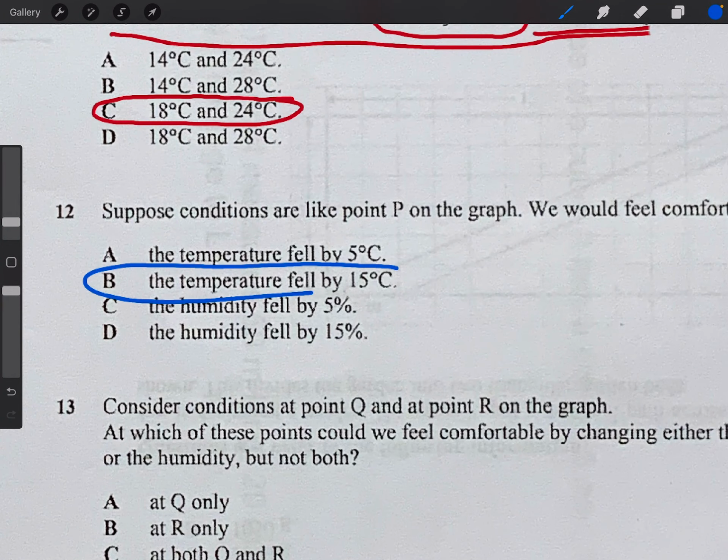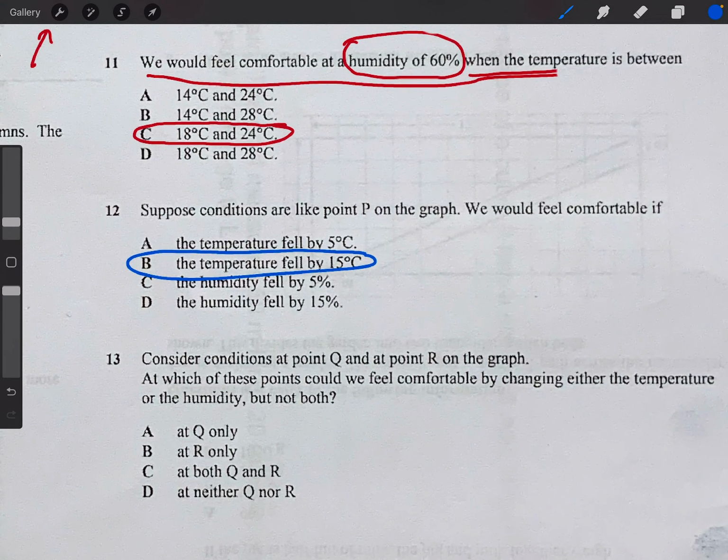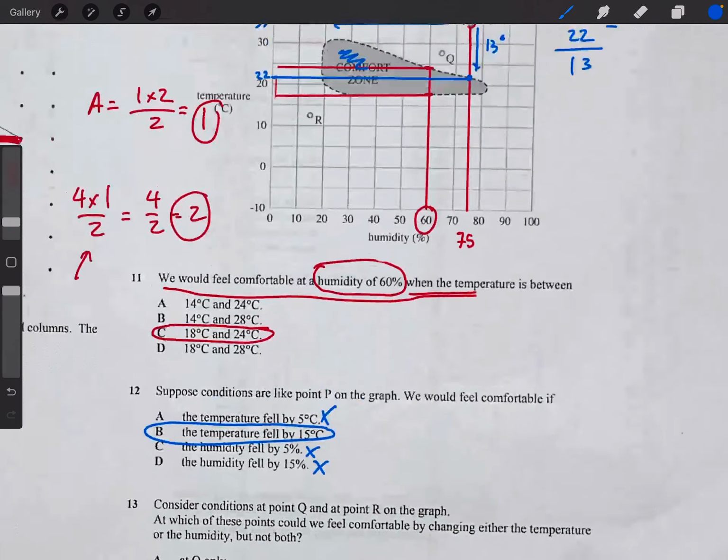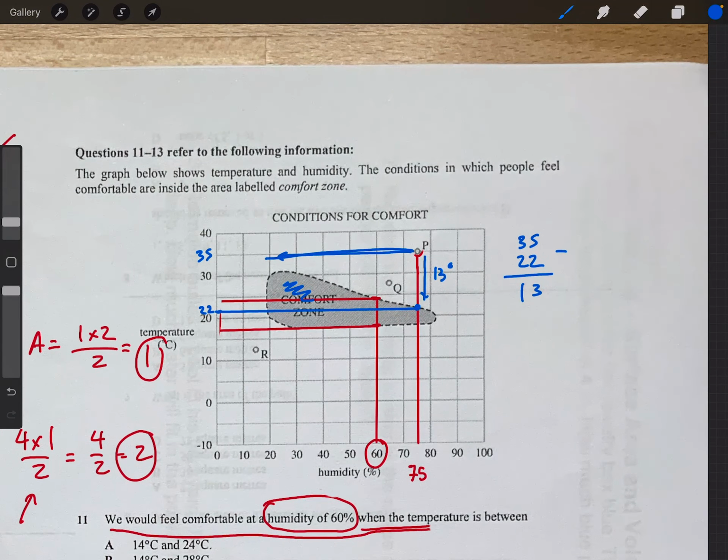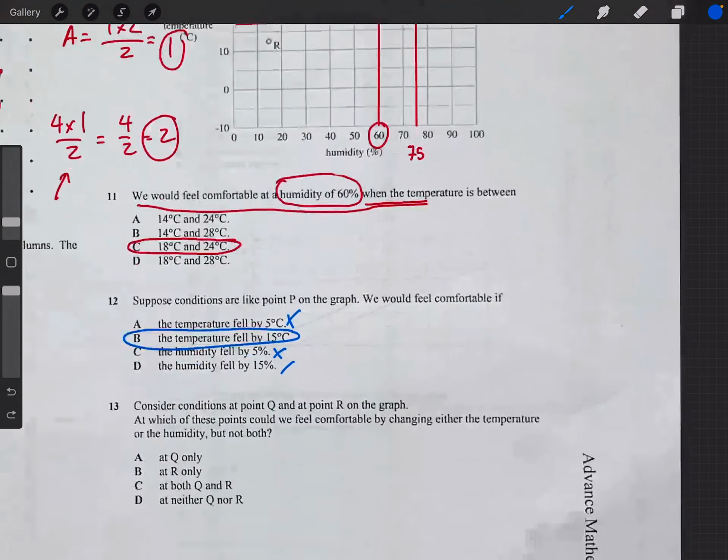Here we go. The temperature fell by 5 degrees. Not enough. The humidity fell by 5. And humidity doesn't matter. No matter how much you drop the humidity, it will never hit the comfort zone, because the comfort zone is all the way down here. You can drop the humidity all you like. The temperature is just too high for anybody to be comfortable. So this is just understanding graphs.